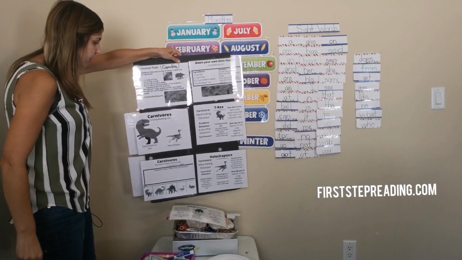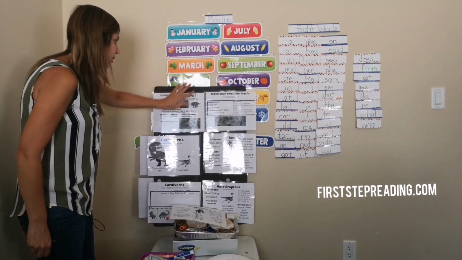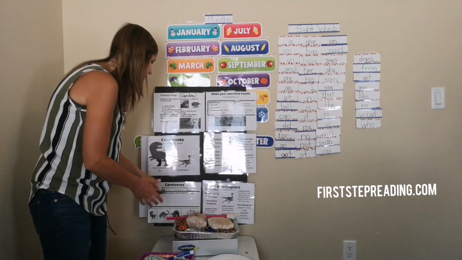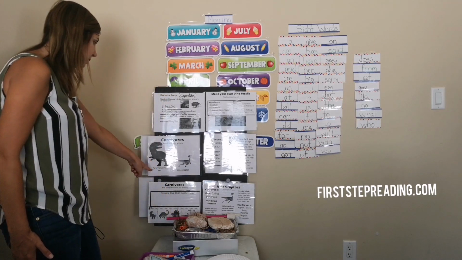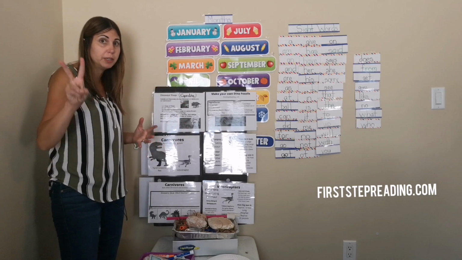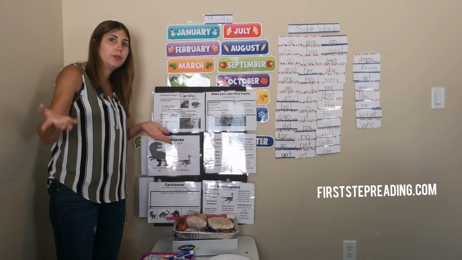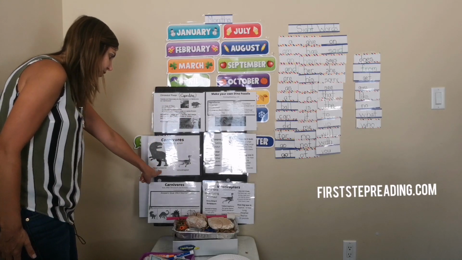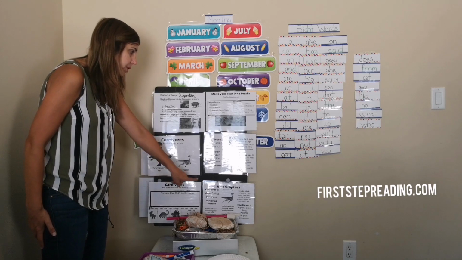Then we talked about our carnivores. Those are our meat-eating dinosaurs, or they eat other dinosaurs. We talked about the two we talked about, right? There's many, many, many dinosaurs. We only talked about two carnivores, and we talked about three herbivores. So the carnivores we talked about were Tyrannosaurus Rex and Velociraptor.